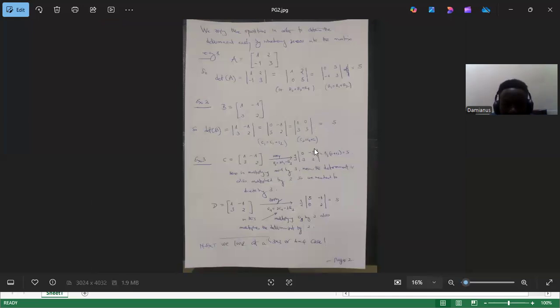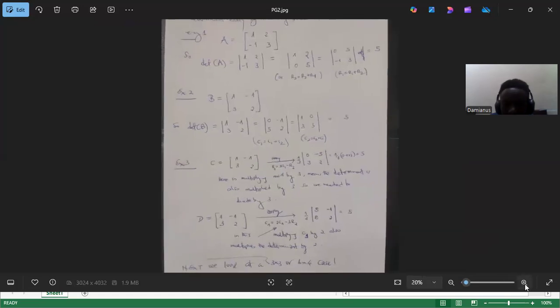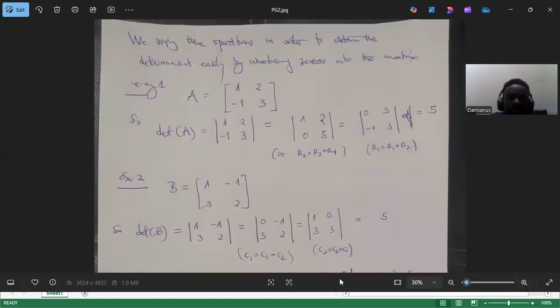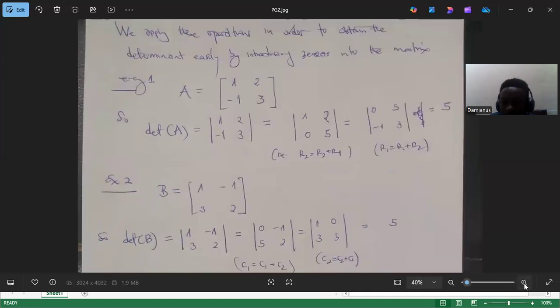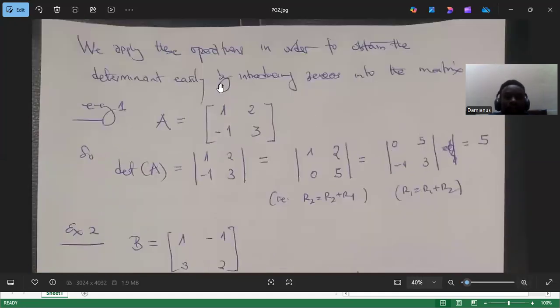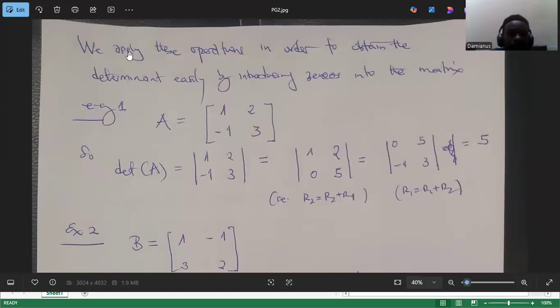Let's see, page 2. Now, this is an example. So we apply the row operations. We applied these row operations in order to obtain the determinant of matrices. In other words, what are we saying? When you're given a matrix, imagine the matrix is 4 by 4, 5 by 5. It's a big matrix, and there are no zeros anywhere.